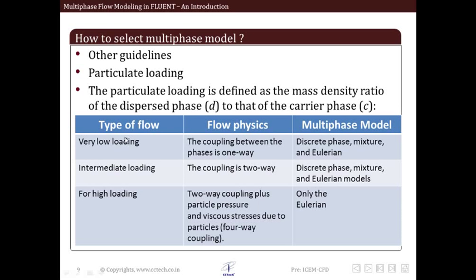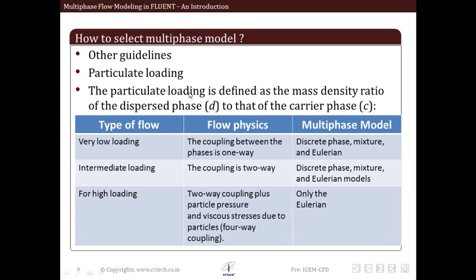Apart from these flow regimes, there are various other guidelines based on some terminologies or some basic physics. These terminologies are defined around the term called particulate loading. Particulate loading is defined as the mass density ratio of the dispersed phase to that of the carrier phase. It gives us an indication of how the coupling is there between the dispersed phase and the carrier phase. That is, whether the dispersed phase also affects the flow of the carrier phase or the continuous phase. Is this coupling one way or two way, and also whether there is interaction between two droplets or two particles or two bubbles of the dispersed phase itself.